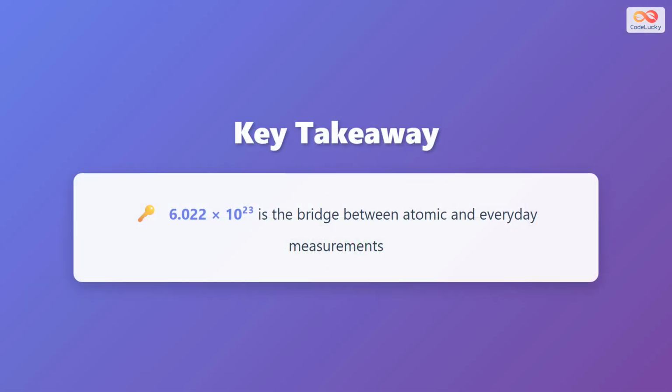The key takeaway is that 6.022 times 10 to the power of 23 is the bridge between atomic and everyday measurements. This number allows us to work with quantities of atoms and molecules that we can actually weigh and measure in the laboratory. Understanding Avogadro's number is essential for mastering stoichiometry and performing accurate chemical calculations. It's the fundamental link that makes quantitative chemistry possible.